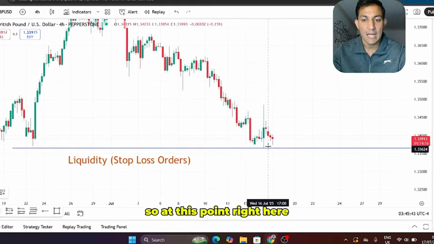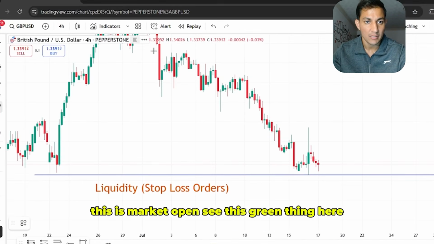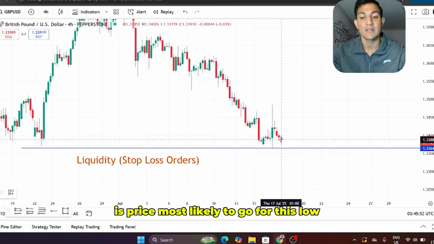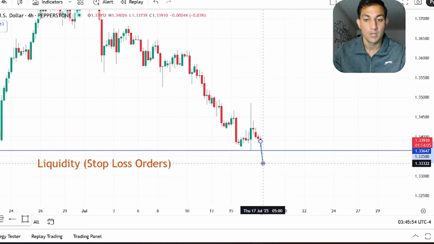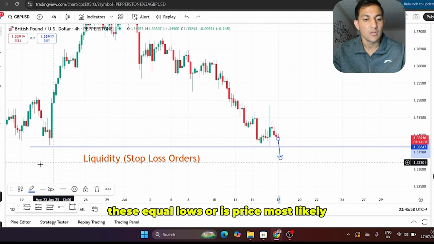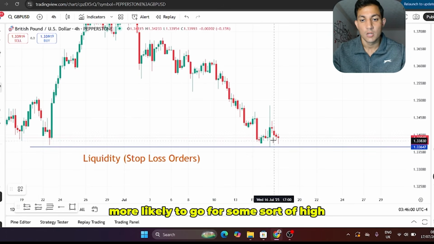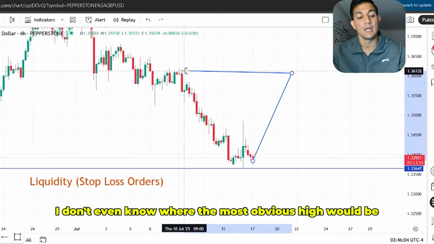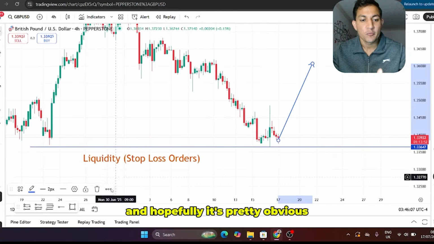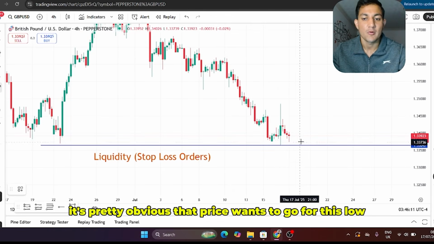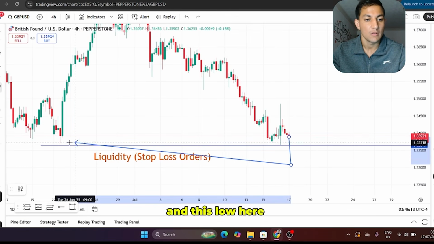So at this point right here, this is market open, see this green thing here, at this point in live price action when you're on the chart, is price most likely to go for this low? So we've got this low and this low, these equal lows. Or is price more likely to go for some sort of high all the way up here, right? I don't even know where the most obvious high would be. Hopefully, it's pretty obvious, and I have marked it out, and I always tend to do this. It's pretty obvious that price wants to go for this low and this low here, right?